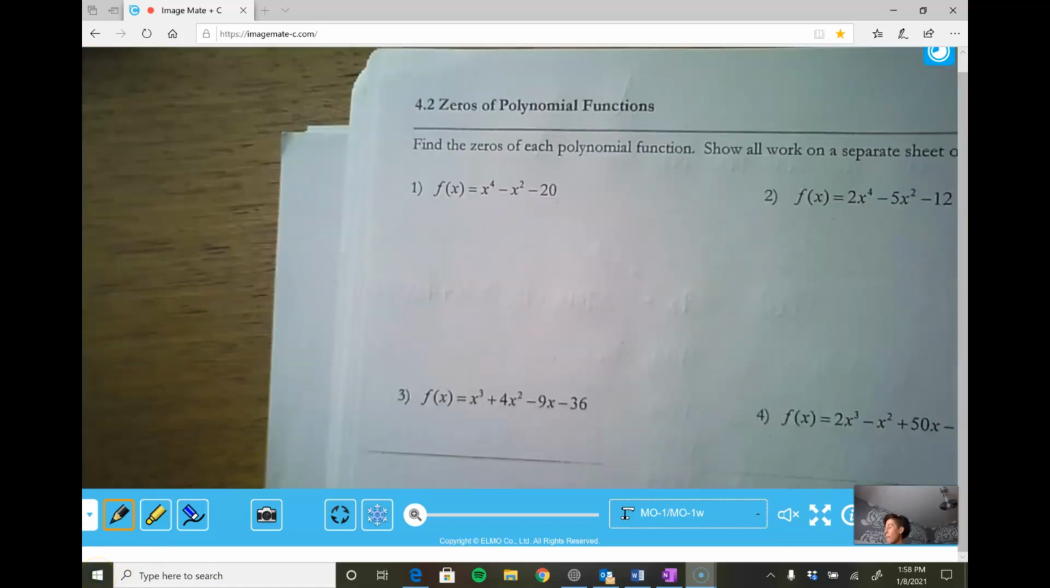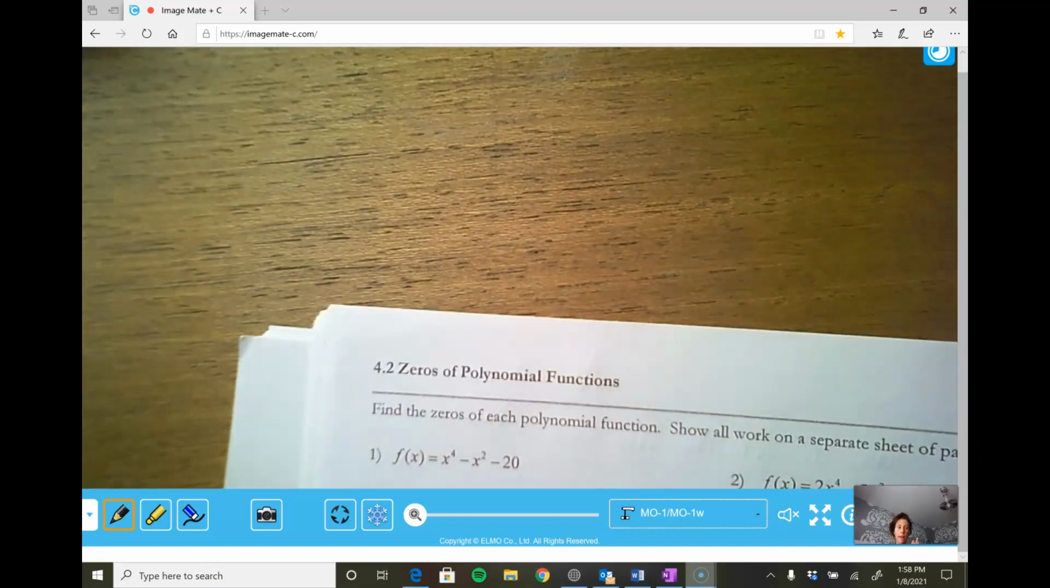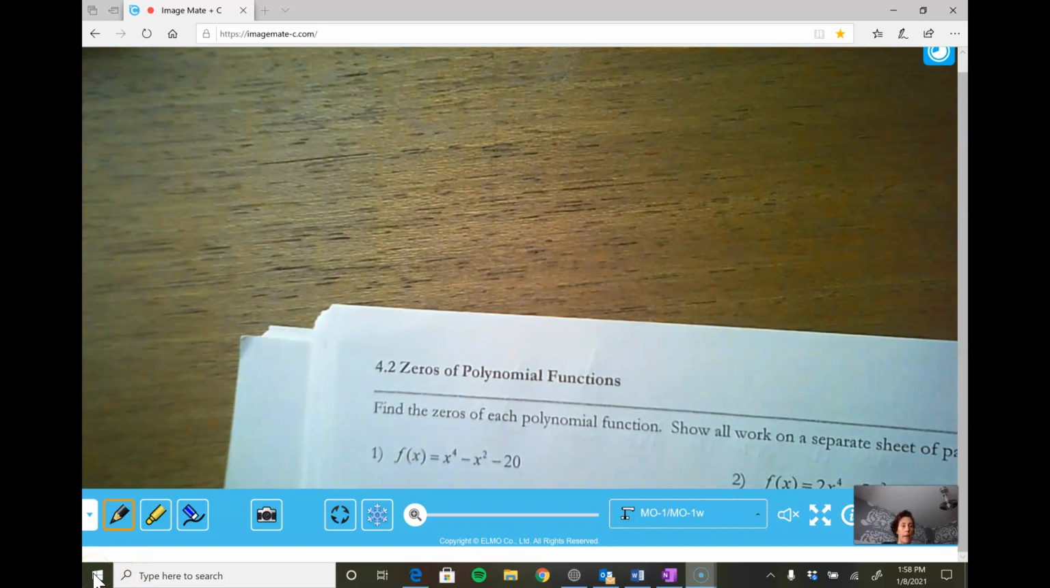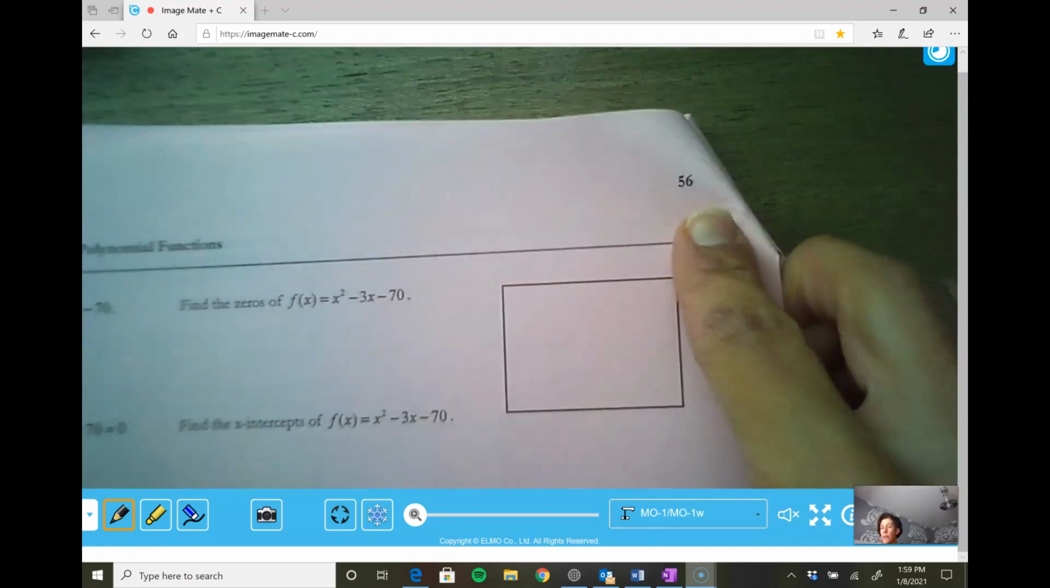All right, so now I'm in the packet. I'm in the white packet. Or I'm sorry, I don't want to be in the white packet. Hold on. I want to be in the pink packet. Okay, so I'm in the pink packet right now, and I am on page 56.